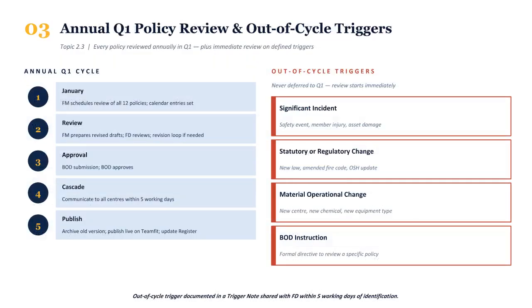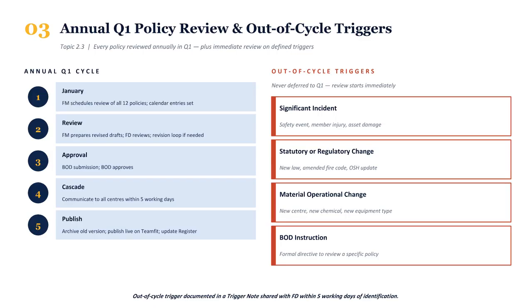Every one of our 12 policies must be reviewed at least once a year, and that review happens in the first quarter of the calendar year. The FM schedules the cycle in January. Drafts are prepared, the FD reviews, the board approves, the change is communicated to all centers within 5 working days, and the updated policy is published on TeamFit while the old version is archived.